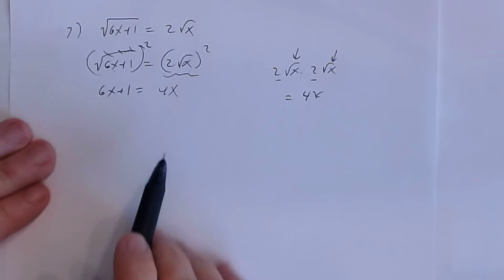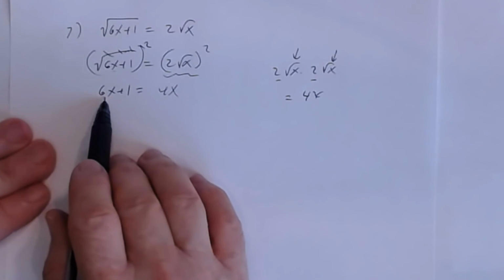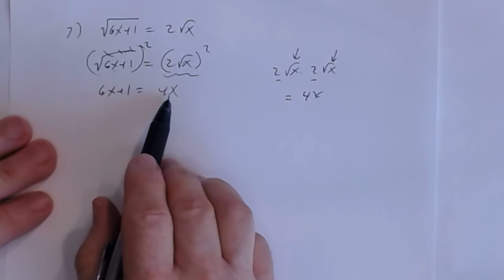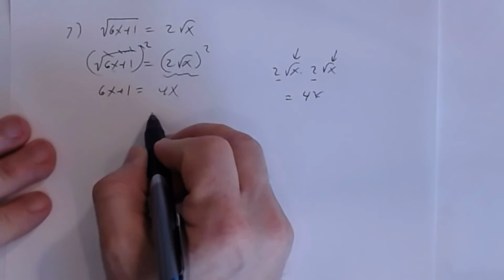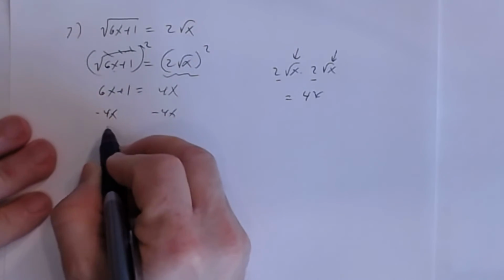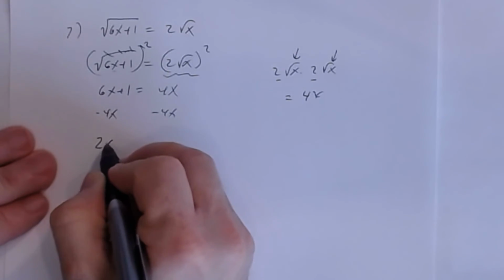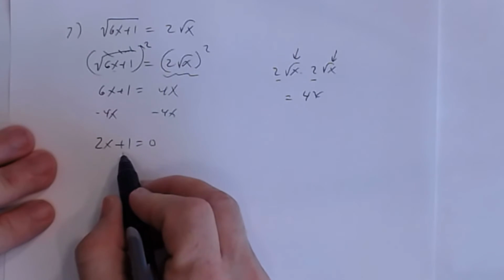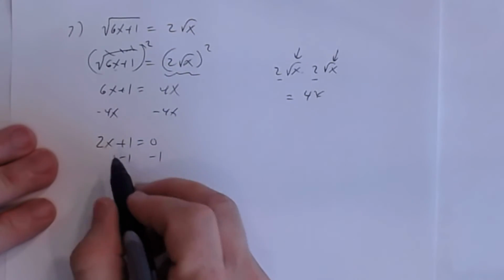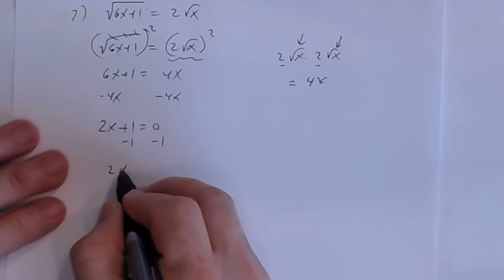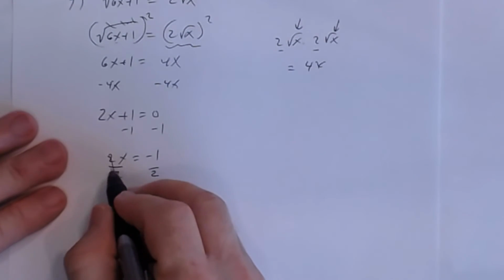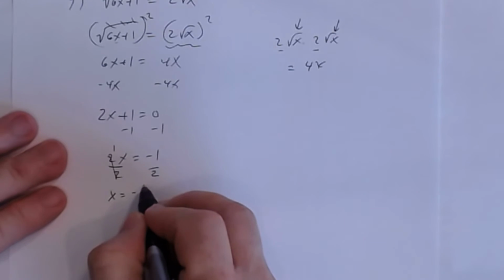So notice I went from a square root equation to a linear equation this time. And to solve this linear equation, I'm going to subtract 4x from both sides. So I get 6x minus 4x is 2x. I get 2x plus 1 equals 0, right? 4x minus 4x is 0. And then subtract 1 from both sides because I'm trying to get x by itself. I get 2x equals negative 1. Divide both sides by 2. I get x to be negative 1/2.